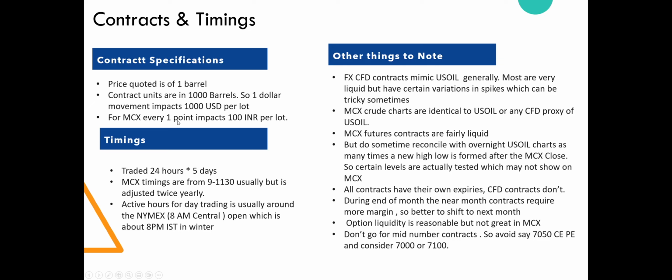Okay. Similarly for MCX, every 1 point impacts 100 INR per lot. So if crude moves by 1 point, it is 100. If it moves by 10 points, you have a plus minus 1,000. If it moves by 100 points, you have a plus minus 10,000 impact.